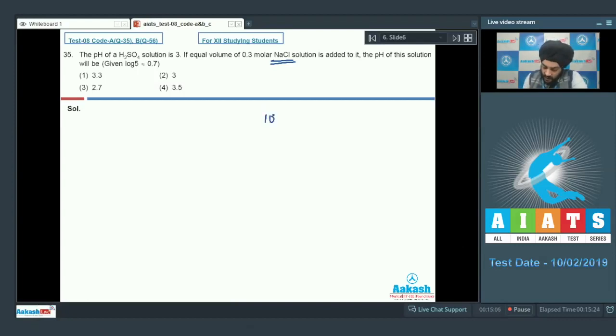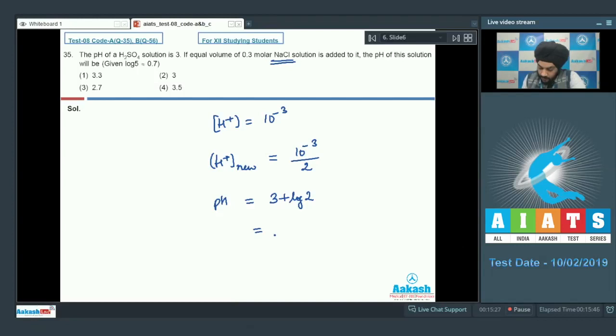So initially it was 10 to the power minus 3 as the pH given to us was equal to 3. Now the H plus ion concentration after dilution shall be equal to 10 to the power minus 3 upon 2. So if we talk about the pH now, the pH will be equal to 3 plus log 2. The value of log 2 is approximately equal to 0.3. So we have a value of 3.3. So students, for this question, we have to mark answer as 1. Let us look at the next question.